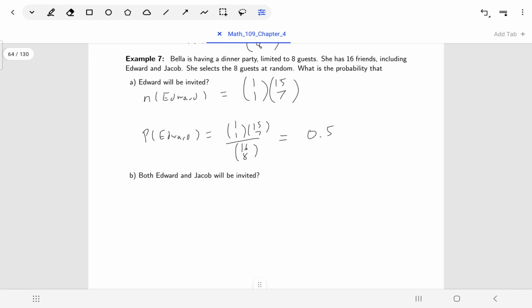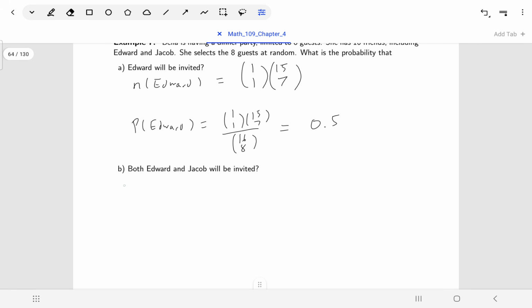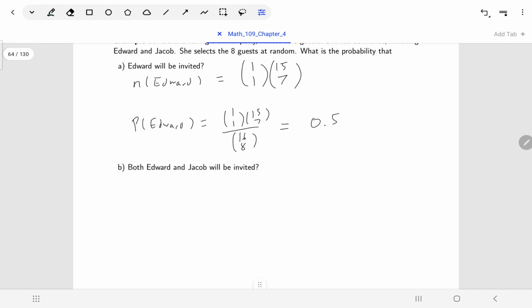Okay, what about part B? Part B, we want Edward and Jacob to be invited. And so, same kind of an idea here. I'm going to say, well, if we're inviting Edward and Jacob, then there'd be 2 people. There's an Edward and a Jacob, and I want to make sure that I invite them both. So those 2 special people have been invited. And then there's 14 other friends still left to choose from, and I need 6 of them for this party to come to make my group of 8.